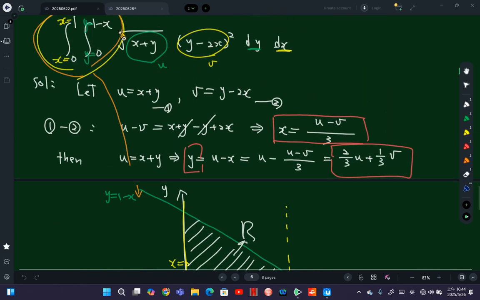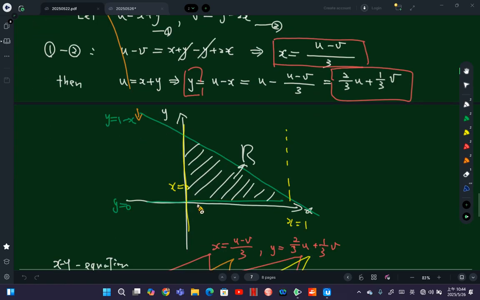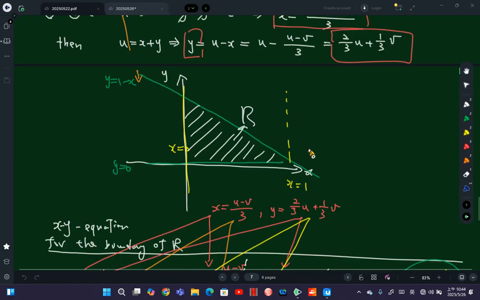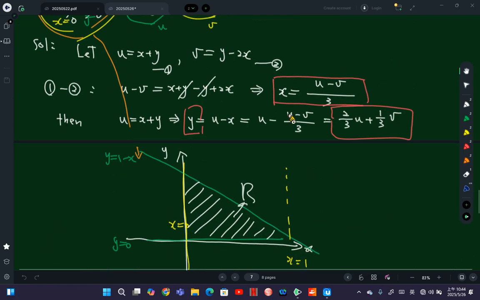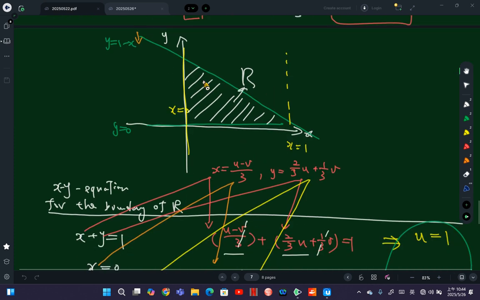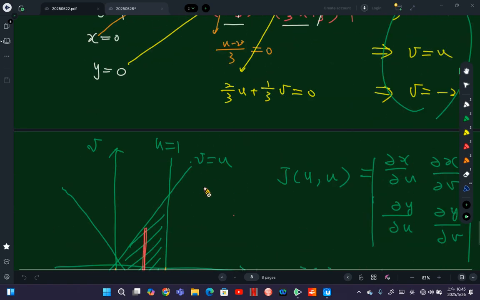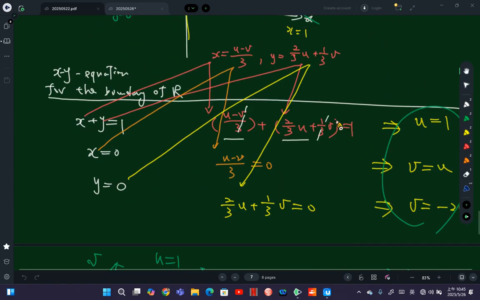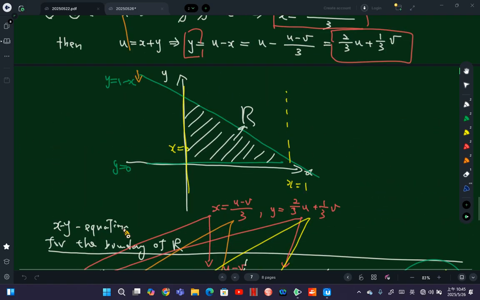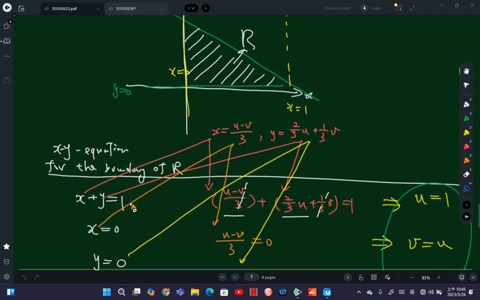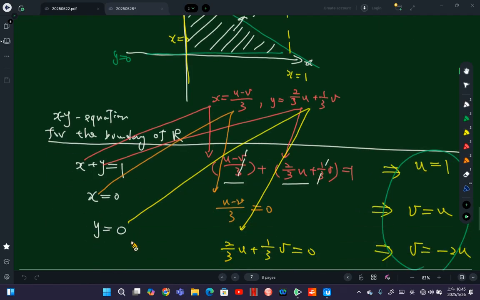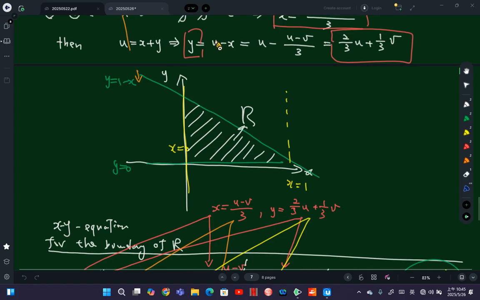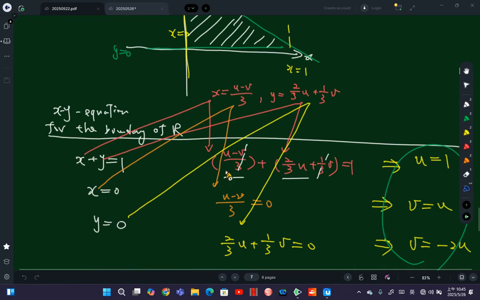After we construct the region, we can see it's a triangle. So after we have the conversion, we try to convert these 3 boundaries into another 3 boundaries. How can we do that? Also, just make a table like this one. The original 3 lines are x plus y equal to 1, x equal to 0, y equal to 0. Through the conversion, you can get the new boundaries for the new integration.